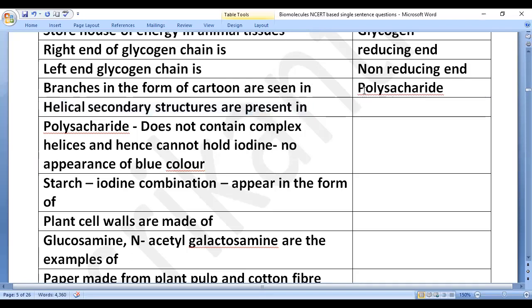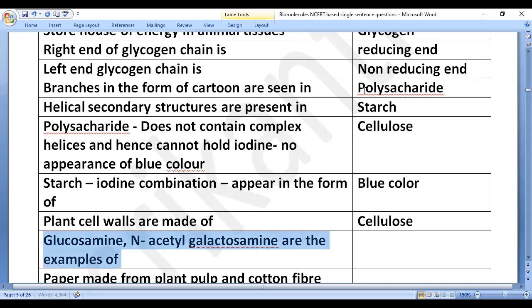Helical secondary structures are present in starch. Cellulose does not contain complex helices and hence cannot hold iodine, so no blue color appears. The starch-iodine combination appears in the form of blue color. Plant cell walls are made of cellulose.